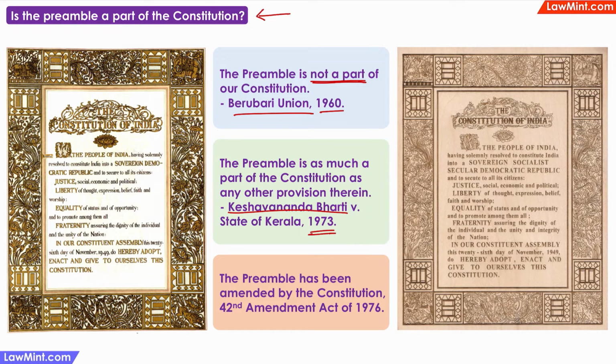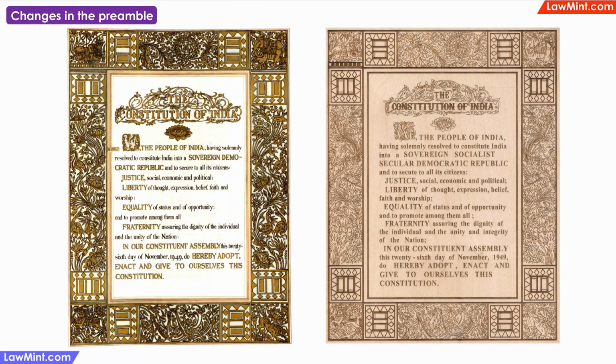Well, no, because the preamble can be amended and it has been amended once so far. In 1976, after the Kesavananda Bharati decision. If you look at the original preamble and the current preamble, the changes are visible. The original version said sovereign democratic republic, whereas the current version says sovereign socialist secular democratic republic. So these two words, socialist and secular, were added later.